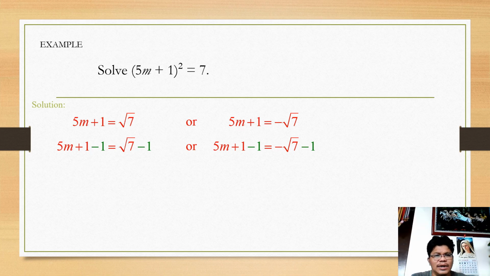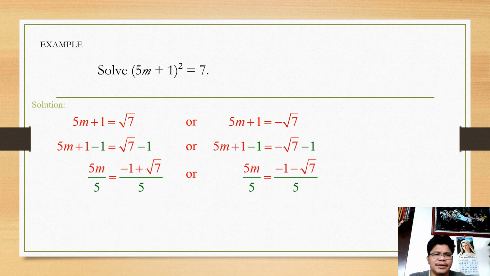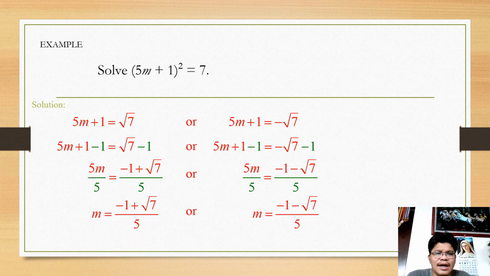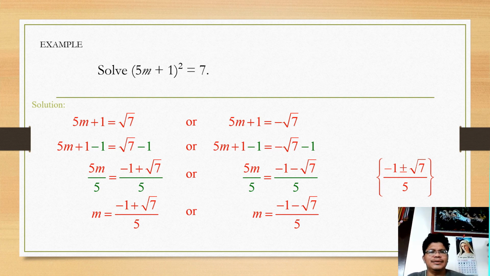So the value of a equals 5, not equal to 1. So we're going to divide each term, or both sides of the equation, by 5, so that the value of a becomes 1. And the final answer now is m equals negative 1 plus the square root of 7 over 5, or m equals negative 1 minus square root of 7 over 5, and the solution of the quadratic equation is negative 1 plus and minus square root of 7 over 5. And this is an example of irrational solution.